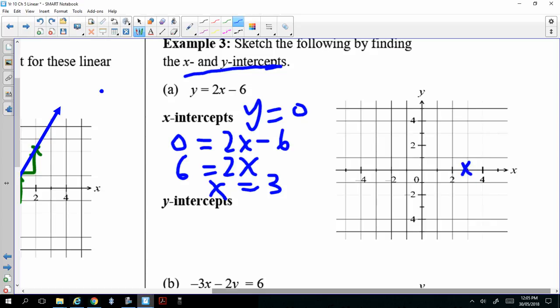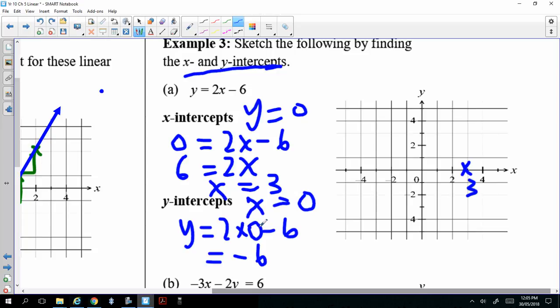And then after that you find the y-intercept by putting x equal to 0. So put y equal to 2 times 0 minus 6, which is negative 6. So you get negative 6 in here. That's your negative 6. Once you get 2 points, you just draw the line using a line tool.